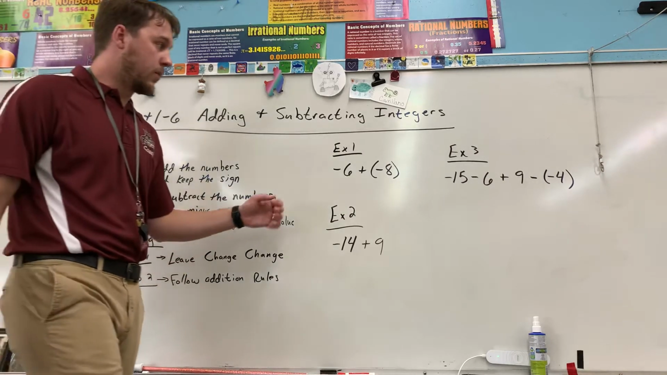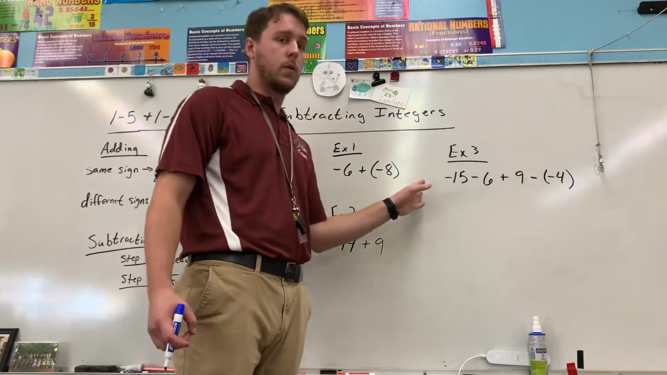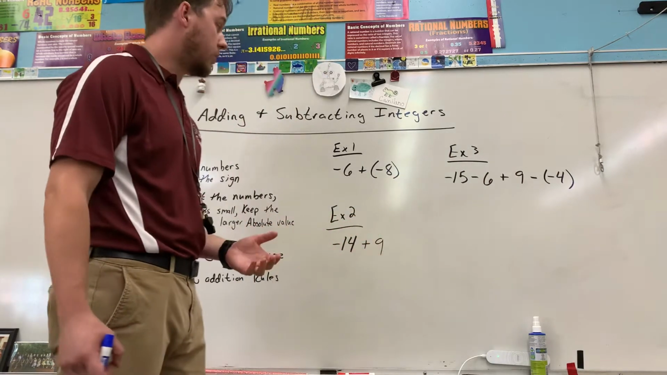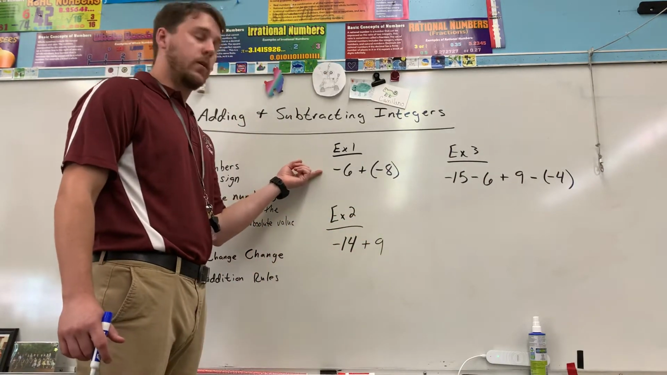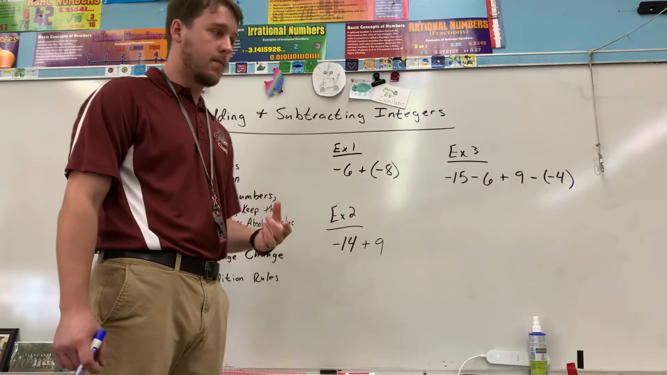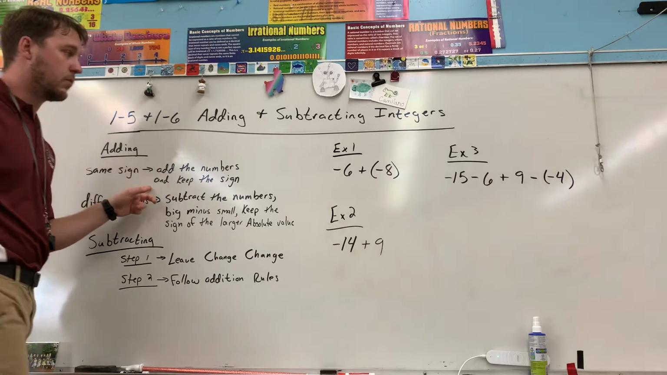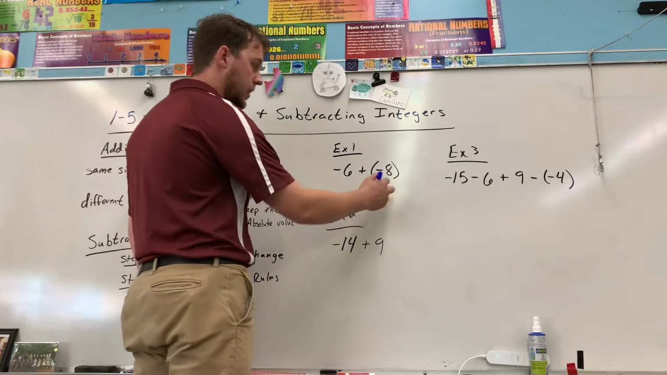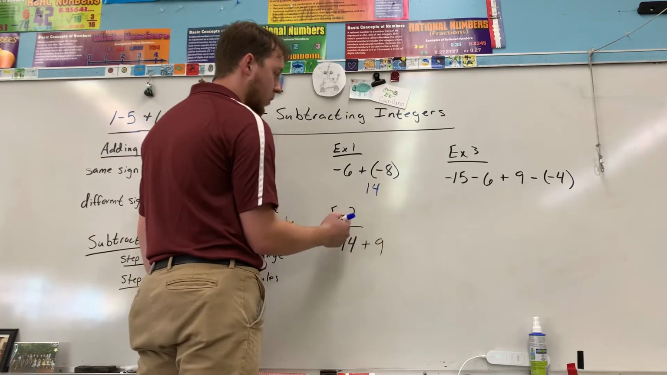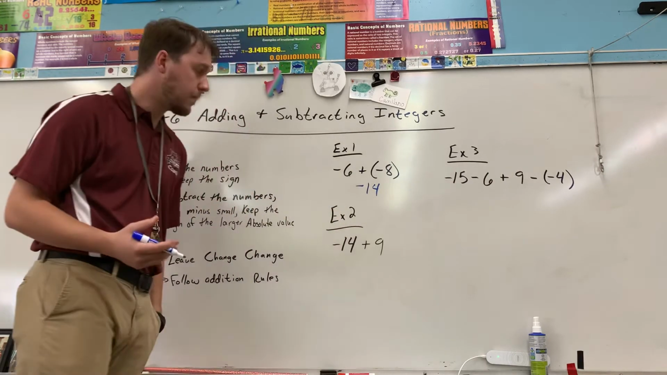So we have three examples. Our first two are addition, and our third one deals with everything, addition and subtraction. So example one, we have -6 plus -8. We have addition, we have the same sign, so we're going to add the numbers and keep the sign. So I say 6 plus 8, I get 14, and we keep it negative.